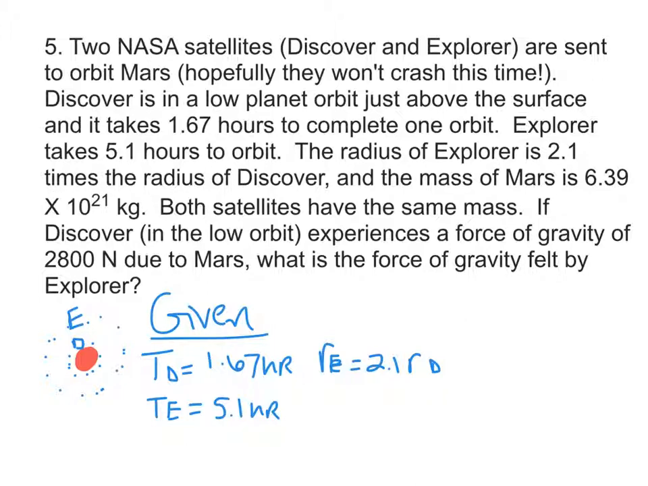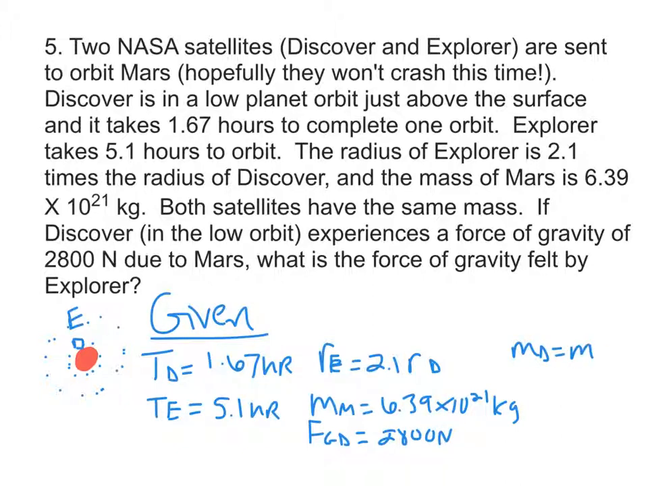The mass of Mars, call that MM, is equal to 6.39 times 10 to the 21st kilograms. And the force of gravity for the Discover, I'll call that FGD, is 2,800 newtons. And we know that the mass of the Discover is equal to the mass of the Explorer. Given all of that information, we are looking for the force of gravity felt by the Explorer.